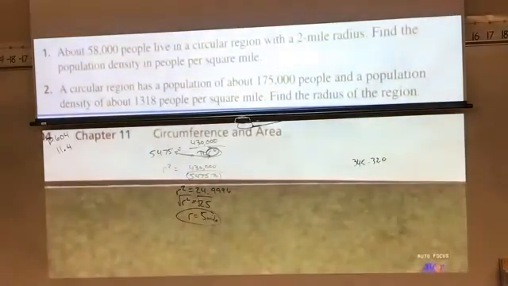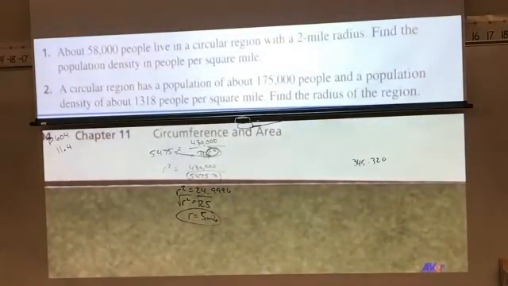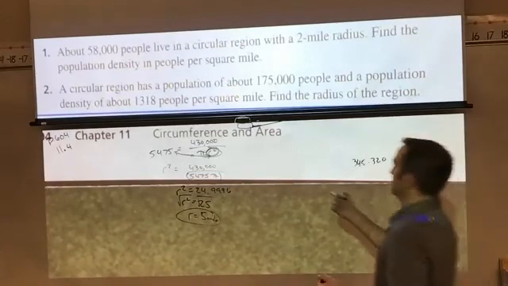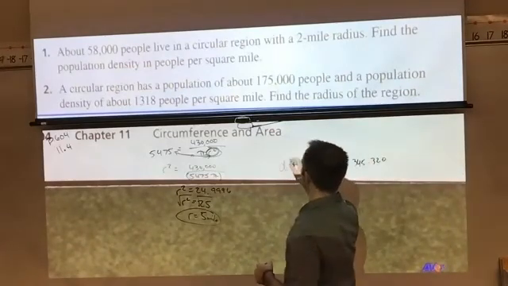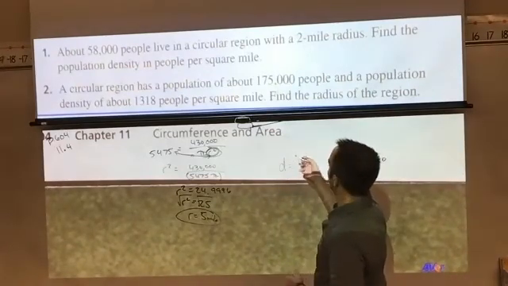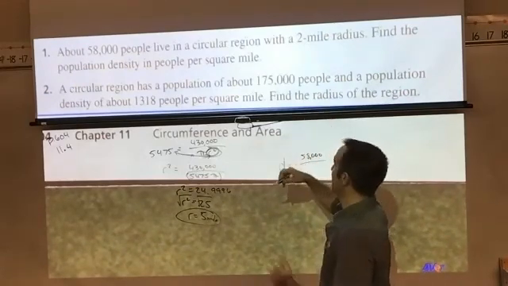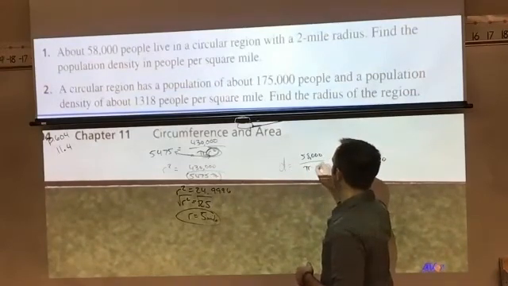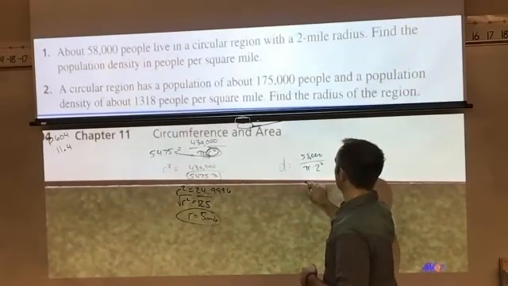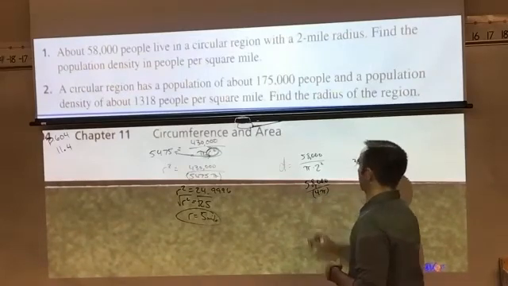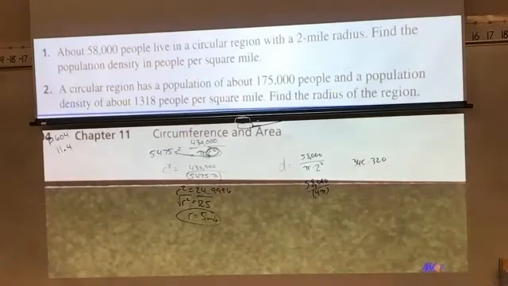All right. So the first one, about 58,000 people live in a circular region with a 2-mile radius. Find the population density. So here we're looking for population density, right? So your density, I use D for density. We're looking at 58,000 over a 2-mile radius for a circle. So pi times your radius squared. So you're looking at 58,000 over 4 pi. Again, if you're going to type that in the calculator, throw that in parentheses as you divide it, we get our answer.